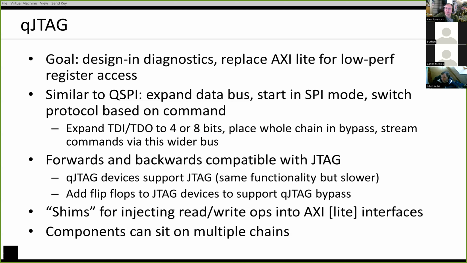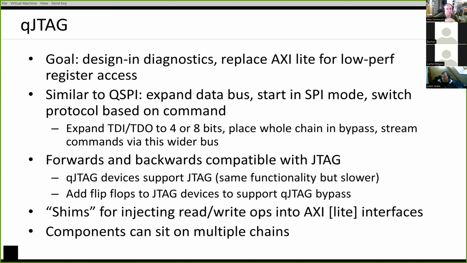So the idea that I came up with is to basically build on top of JTAG. I did some work with the QSPI flashes, and the cool thing about QSPI is that it starts out in SPI mode, and then based on the command that you send, it will switch into QSPI mode, where it will use more pins to transfer the data more quickly. That's the idea with QJTAG. It starts out in JTAG mode, but then you put the whole chain in bypass, and now you have a 4-bit or 8-bit parallel bus. Well, that's like AXI stream, but without the handshaking. You can just send whatever command you want, and you can transfer data much more quickly through it.